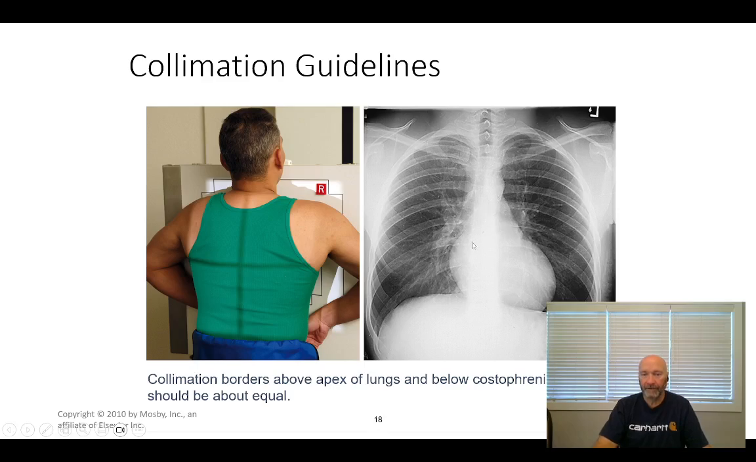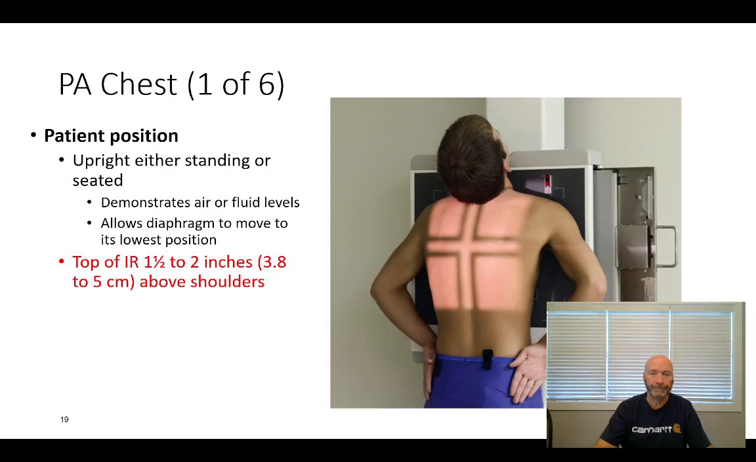The center of the chest and T7 should be pretty close to the middle of the collimated field, so your collimated field is similar on top and bottom. You want to make sure you don't have rotation. We'll take a look at that here in a minute. So apex to costophrenic angle, side to side without any kind of rotation. Other things that you might want to consider is the position of the patient's head.